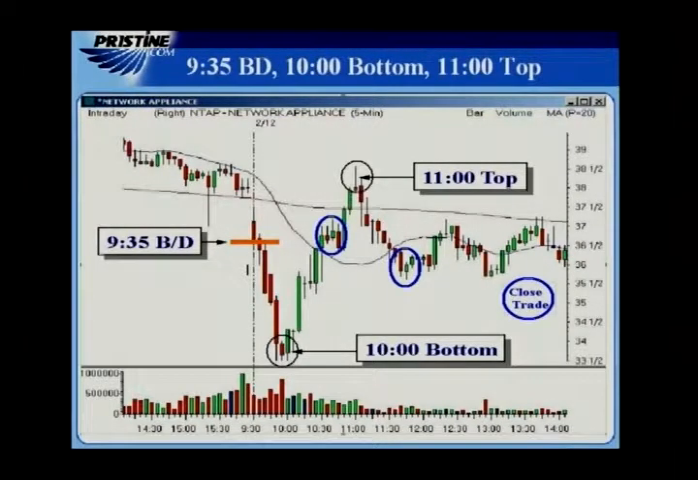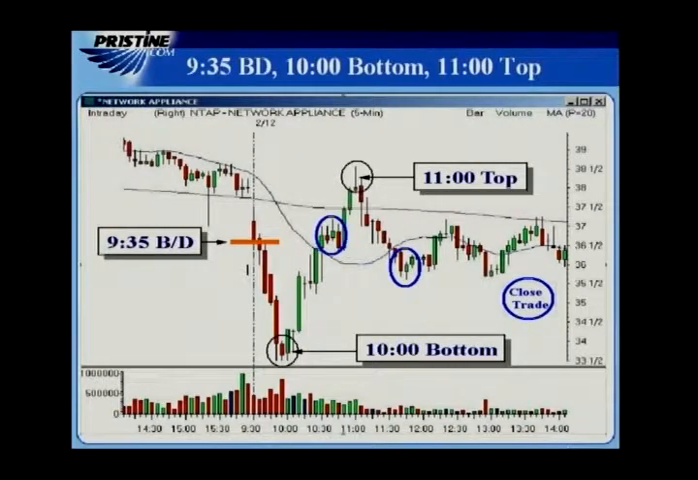Another example. This is an example of the 9:35 breakdown strategy. NTAP, Network Appliance, gaps to the downside. The micro trader does nothing at the open. The micro trader lets the stock trade for a full 5 minutes with no activity. After 5 minutes, the micro trader marks off the high and marks off the low.